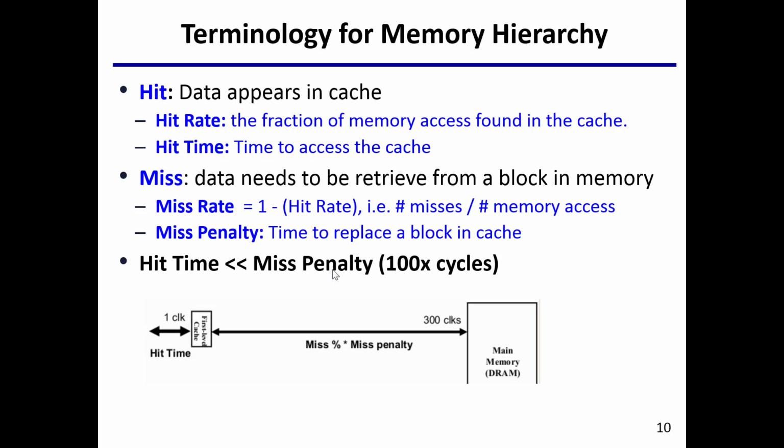Okay, a couple other terms here. I mentioned what a hit is and what a miss is. There's also hit rate and miss rate, which I also sort of implied. Hit rate is the percentage of accesses that are hits, and miss rate is the percentage that are misses. And then there's the hit time and the miss penalty. The hit time is essentially what it costs if you get a hit.